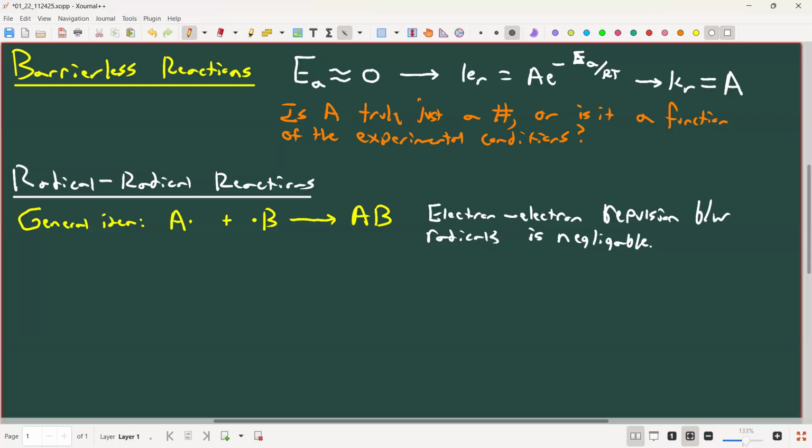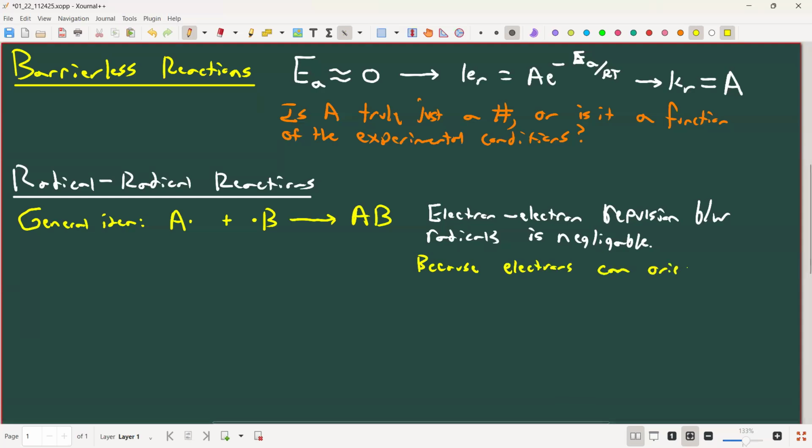And we're not ready to talk about spin. Of course, we're going to talk about it next semester. In fact, one of our first lectures next semester is on spin. It's a very important property. But the thing is that this is negligible because electrons can orient in opposite spins.